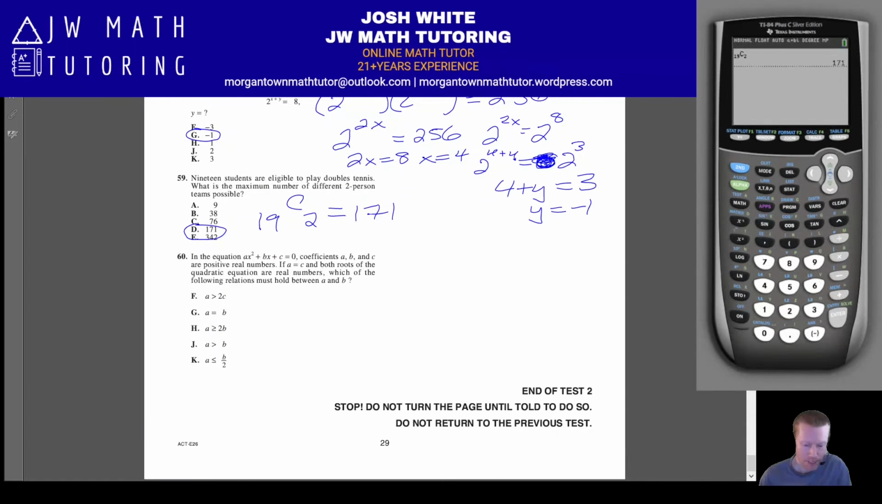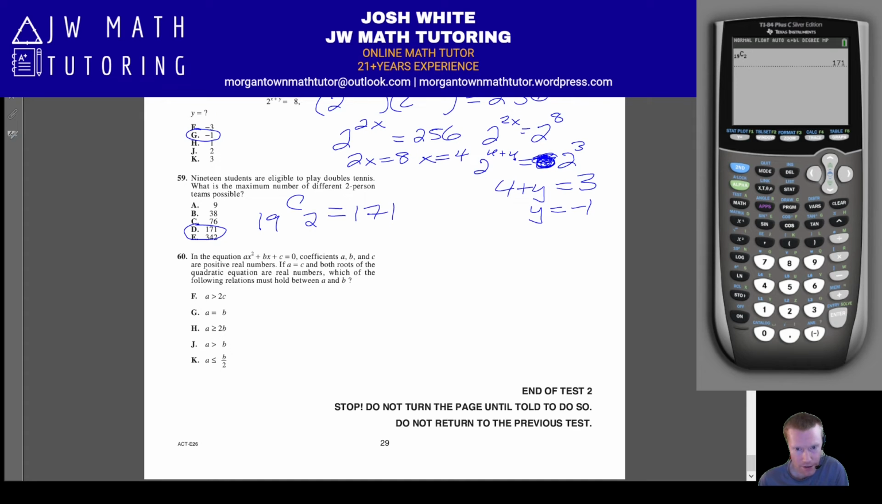The last problem on the test, number 60, is again a somewhat tricky problem just because of the amount of time it takes to work through it. So there are multiple ways you could figure this out. The first way I'm going to show is what I think is the most intuitive, easiest way, where you're basically picking numbers.